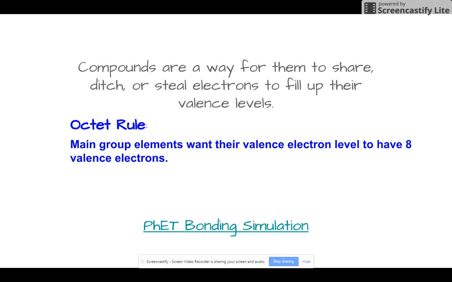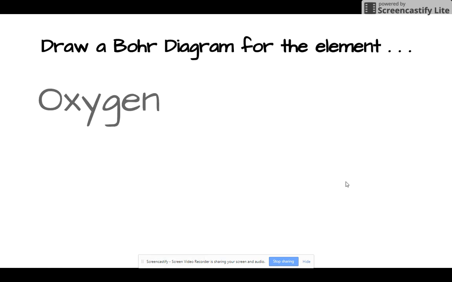Main group elements want their valence electron level to have 8 valence electrons. Octet means 8. All atoms are trying to fill their valence electron level with 8 valence electrons. That's why atoms share, steal, or ditch electrons. They're trying to accomplish this. So let's take a look at some examples here.